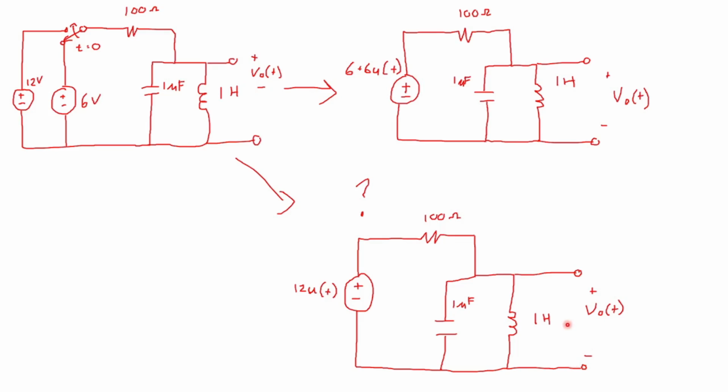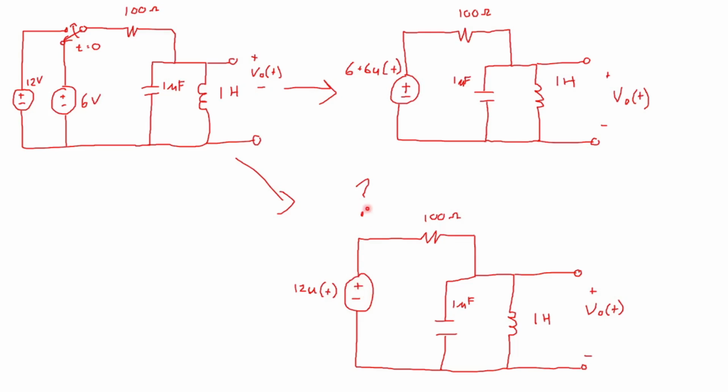This picture is not really accurate to what is going on in the original picture. Now, when we go to solve this, the source itself will look exactly the same. When I take the Laplace transform of 6 plus 6u of t, I get 12 over s. And if I do the same thing to 12u of t, I am also going to get 12 over s.